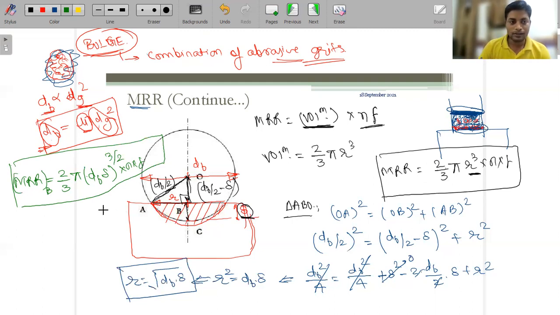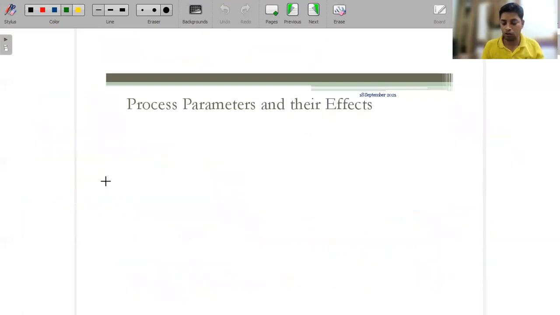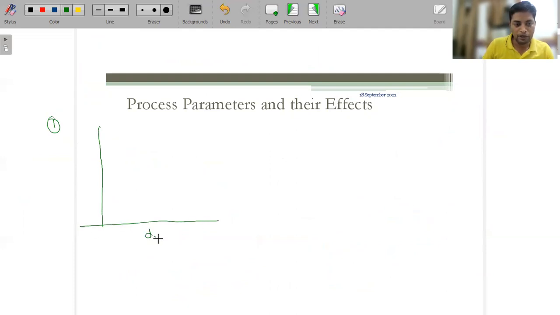Okay, if you will see here, the material removal rate depends on the bulge diameter. How much diameter of the bulge we are taking into consideration, as well as it depends on the frequency. It also depends on delta, but delta actually depends on how much diameter of the bulge is there. So we are going to consider these two process parameters with respect to how they affect it. First I am considering how the material removal rate is affected by the diameter of the grit, we can say.